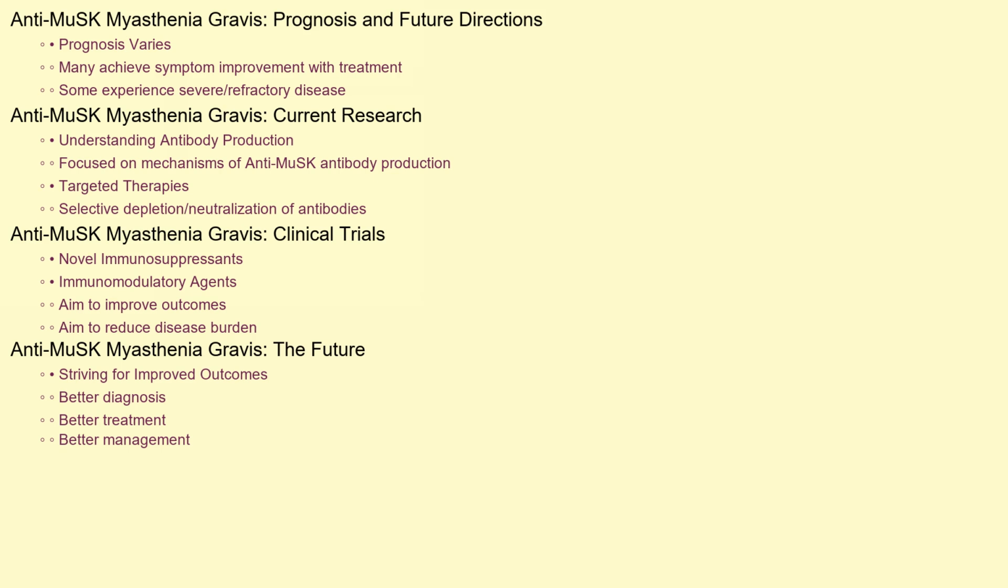Recent research is focused on understanding the specific mechanisms underlying anti-MuSK antibody production and developing more targeted therapies to selectively deplete or neutralize these antibodies. Clinical trials are also exploring the potential of novel immunosuppressants and immunomodulatory agents to improve outcomes and reduce the burden of this challenging condition. The medical community is constantly striving to find new and better ways to diagnose, treat, and manage anti-MuSK myasthenia gravis, bringing hope for improved outcomes in the future.